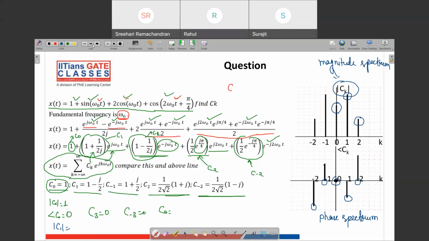That phase part is coming in the C1 and C minus 1. Yes, it is something like that only. So if you see this sine omega naught t and cos omega naught t, your cos omega naught t term is giving this one, and the sine omega naught t term is giving you this minus j by 2, correct?